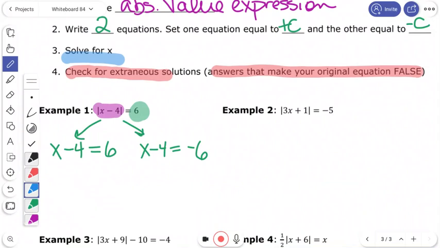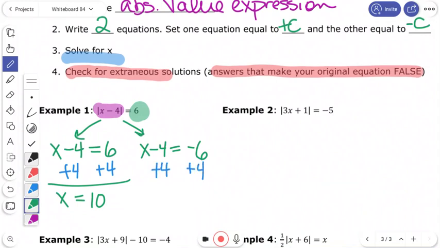In order to get that x value by itself on the left, we're going to add 4 to both sides of our equation. And that gives us x equals 10. And then to solve the other equation, we're going to do the same thing. Add 4 to both sides of our equation. And that's going to give us x equals negative 2. So we've taken care of step 3. Step 4 is to check for extraneous solutions.